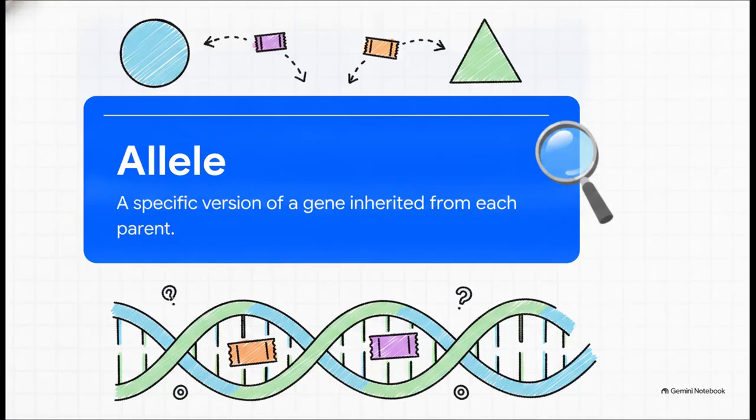So, the fundamental playing piece in this game of odds is the allele. Basically, an allele is just a specific version of a gene. Think of it kind of like a lottery ticket, but you don't get the whole ticket from one place. You get one allele from your mother and one allele from your father. And how those two pieces interact, that's what ultimately determines your final traits.